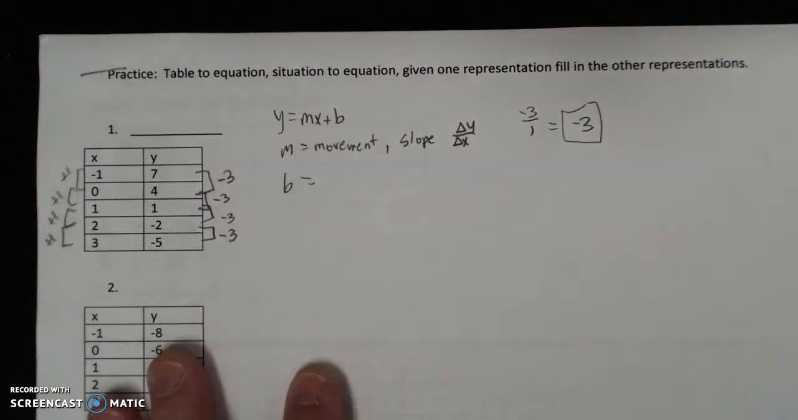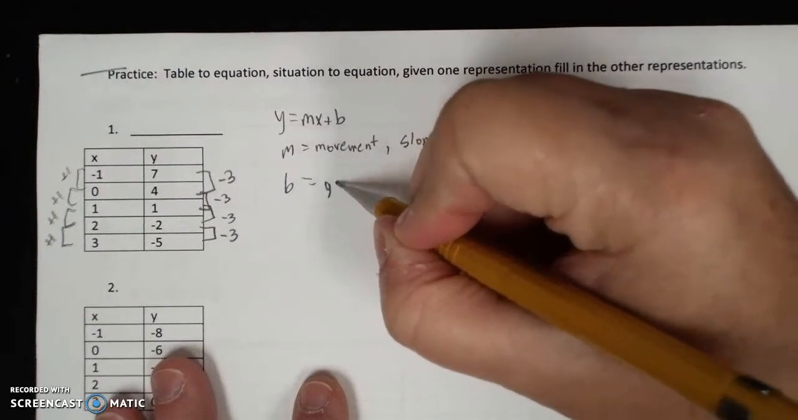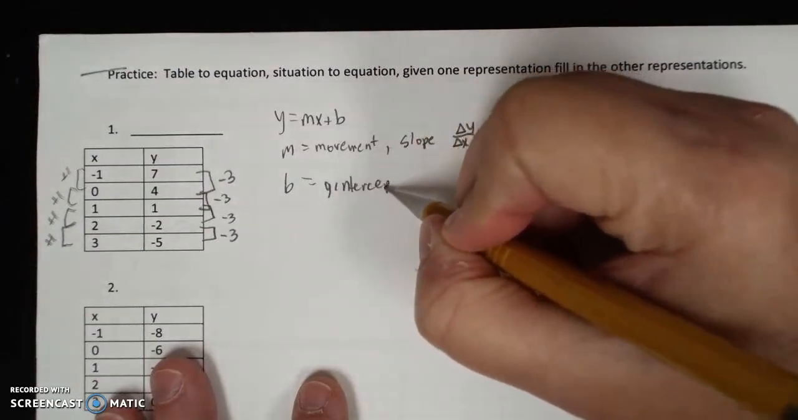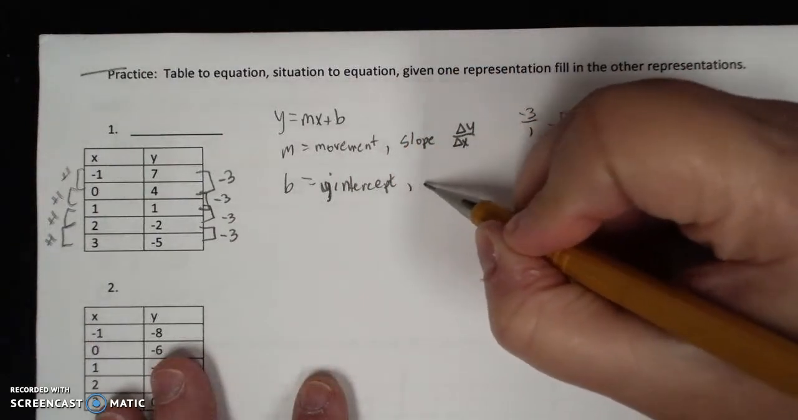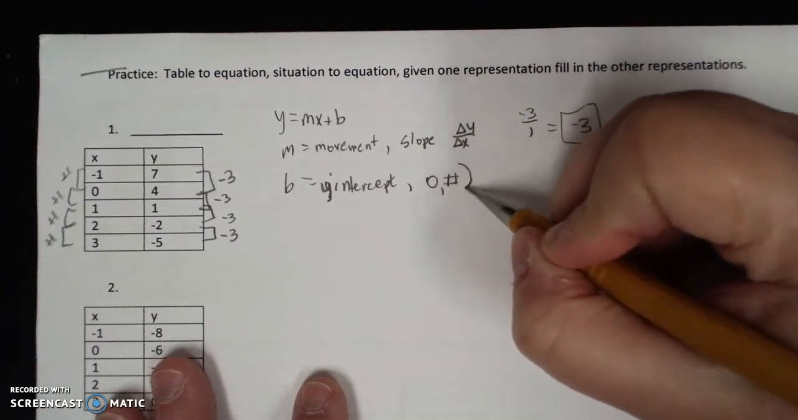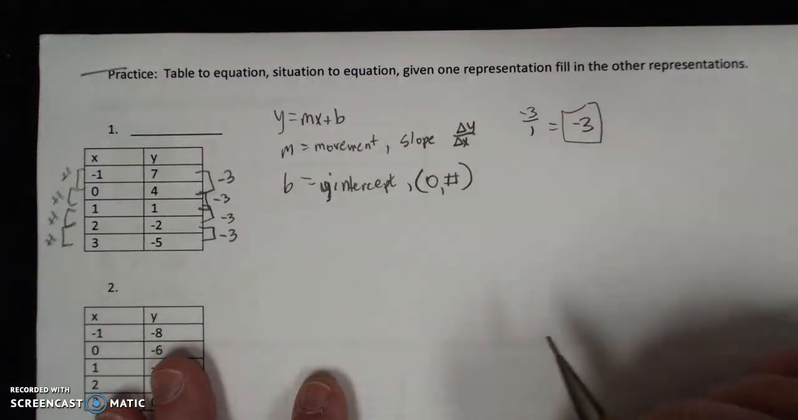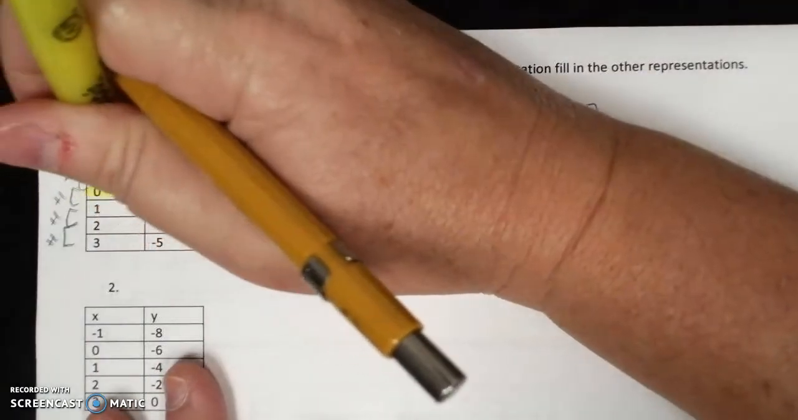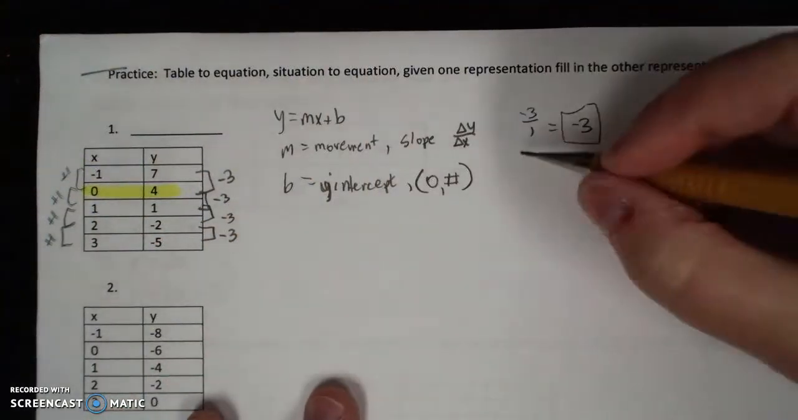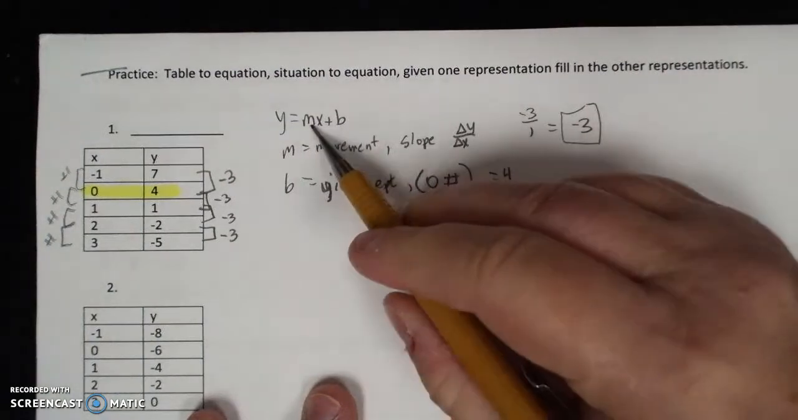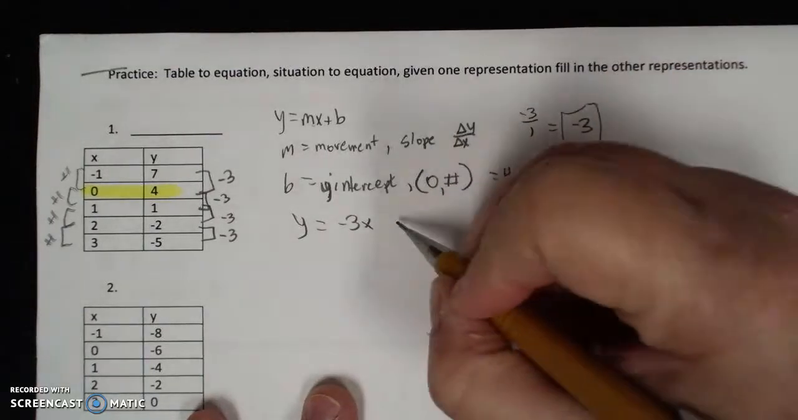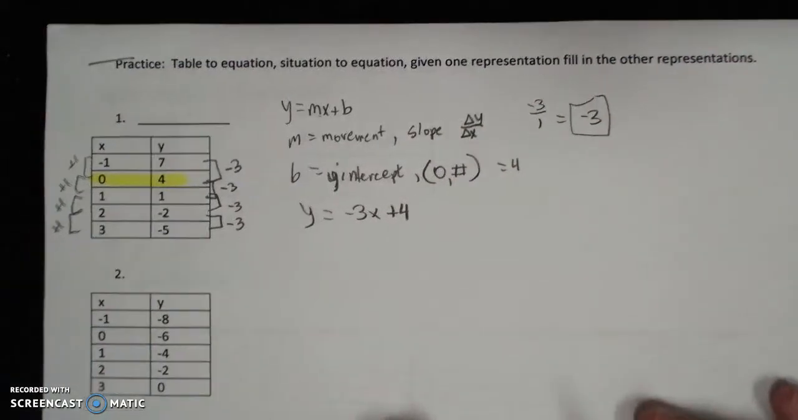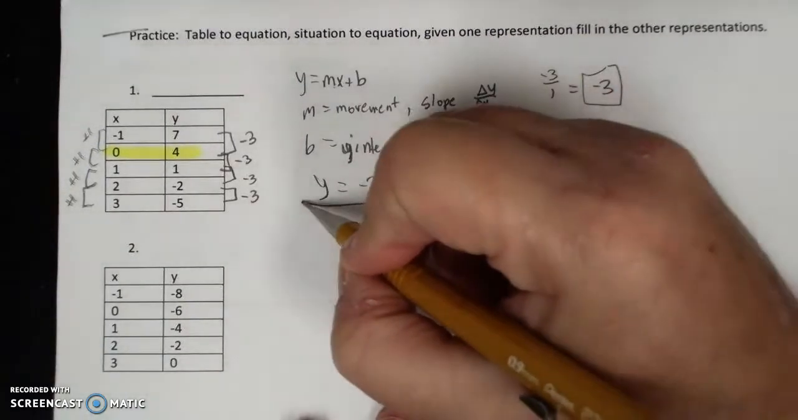My b is always called the y-intercept. So I can say, hey, find me the y-intercept. And that is always in the form 0 and a number as a coordinate pair. Okay, so I'm going to look, it's right there. So that's 4. So then I just fill in my numbers for m and b. So y equals negative 3x plus 4. And that's my equation. And this is what I'm looking for.